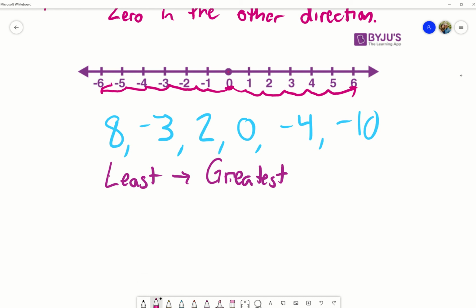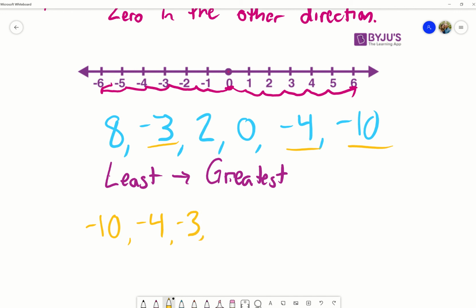So when we're looking at ordering our numbers here, we want to identify where our negative numbers are. So we've got a negative 3, a negative 4, and a negative 10. So, well, which of those is the biggest value? Which of those numbers looks like it might be the biggest? And so negative 10 is the biggest, and then negative 4, and then negative 3.